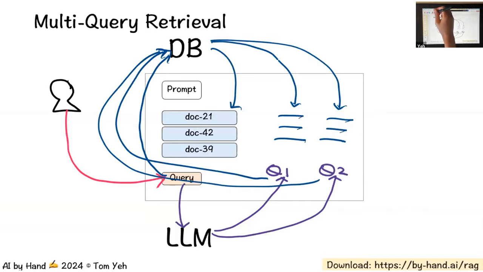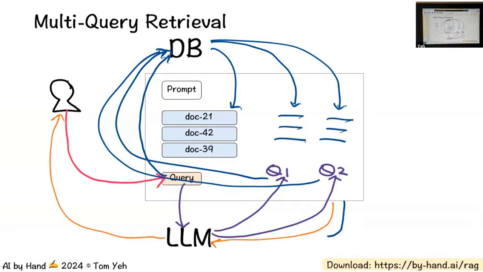Do you see that? And then with that, we send the whole thing to the large language model and get a much better answer. So that is just multi-query retrieval. Hopefully that makes sense.